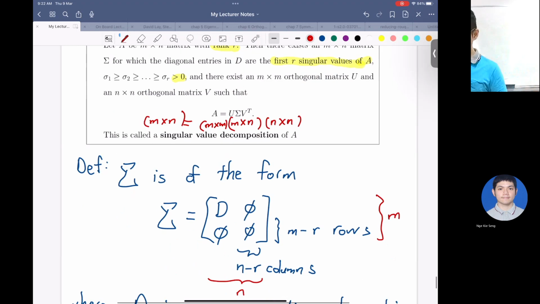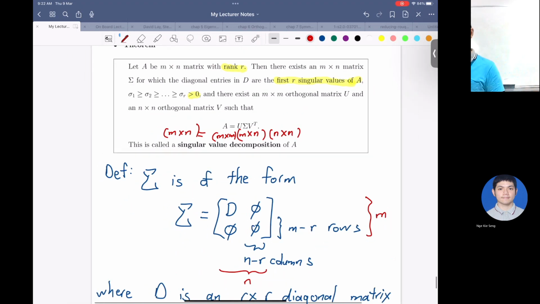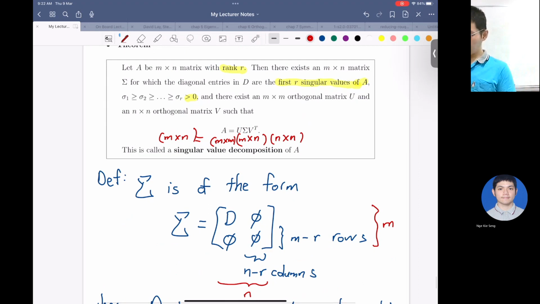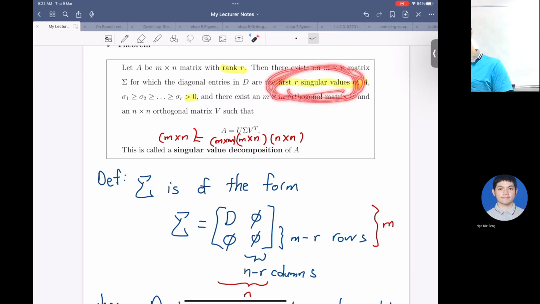So let's look at this sigma. I draw the sigma out already. The sigma says that it's an m by n matrix. But if, let's say, r is less than n or less than m, what happened to the other entries? We just put 0. And then we put the r by r square block in the D.